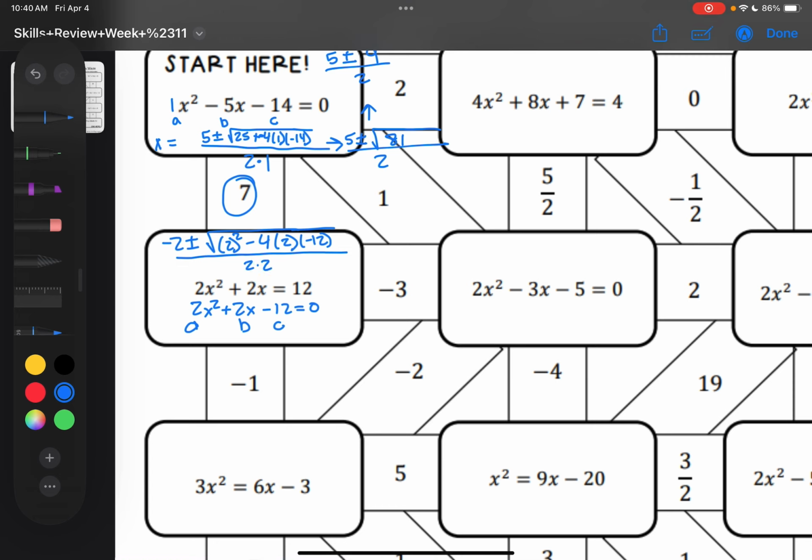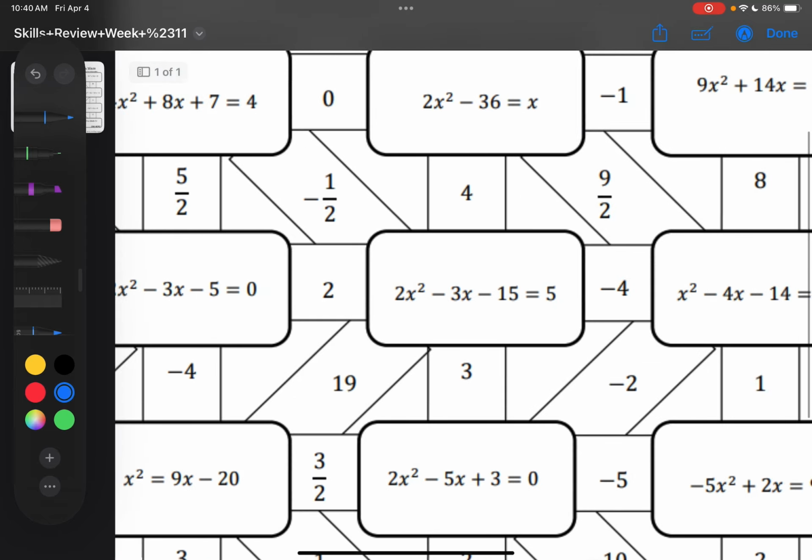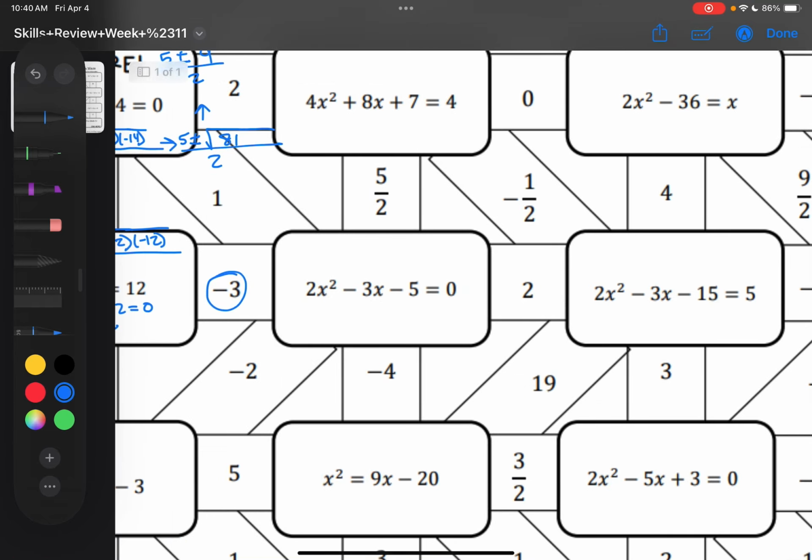And right there is what you're just going to plug in and simplify, very similar to the one above. Through there, you're going to get one of your answers is going to be -3. So we can move on to our next quadratic solving.